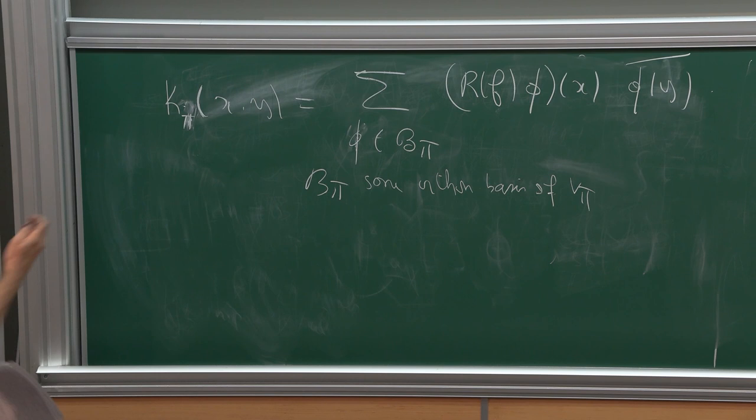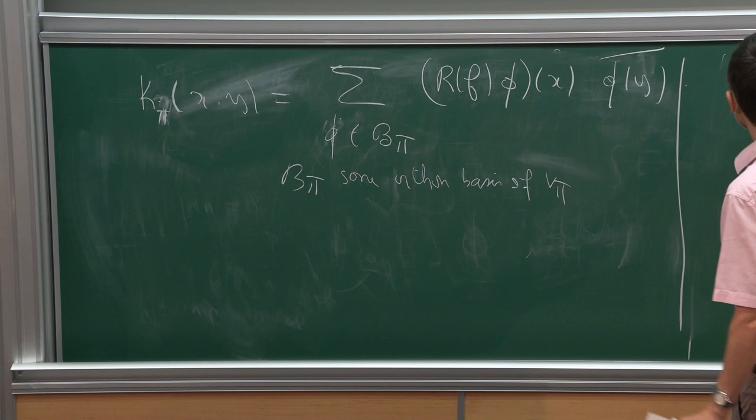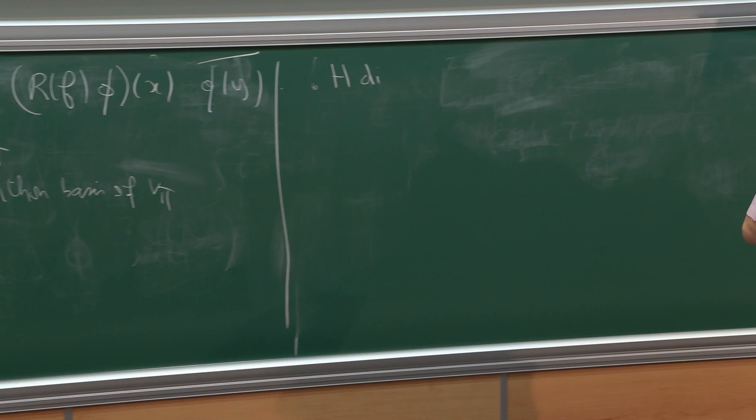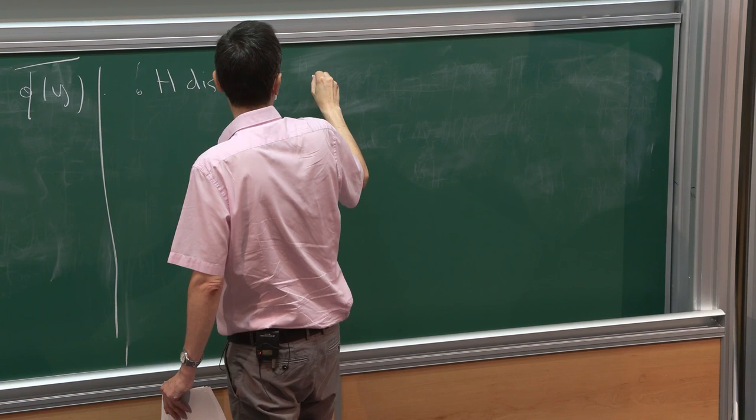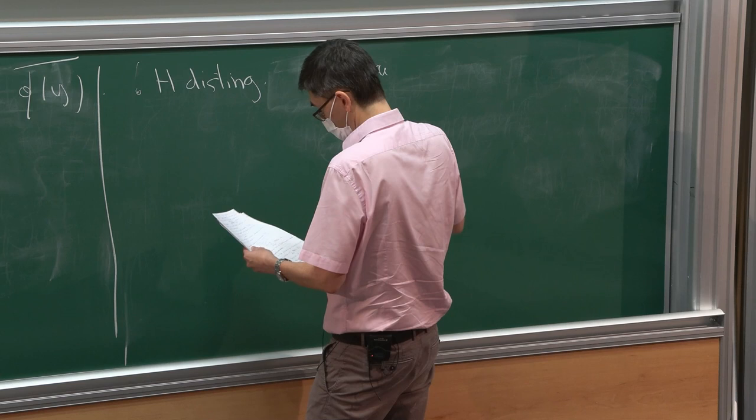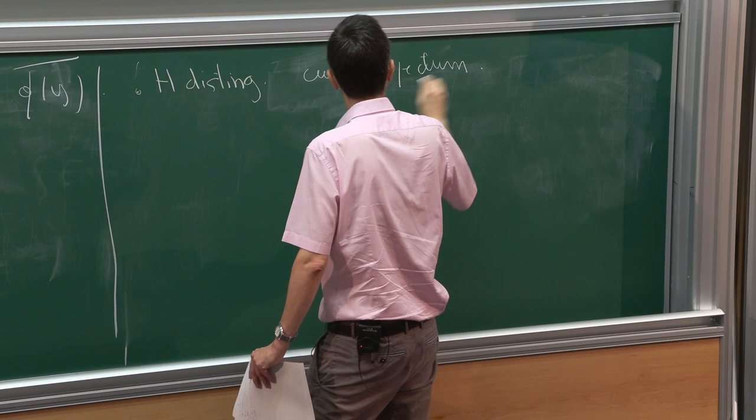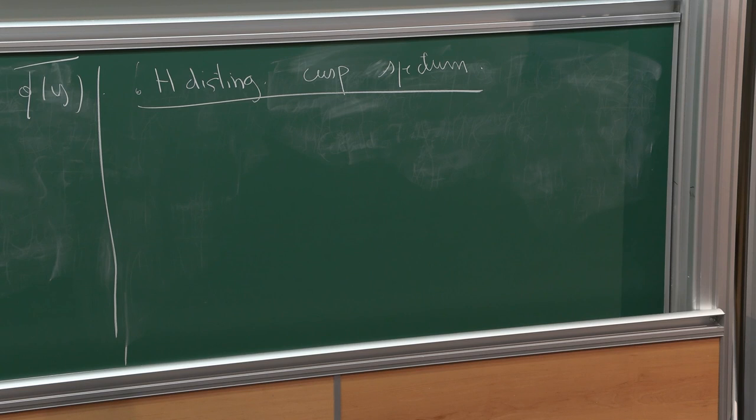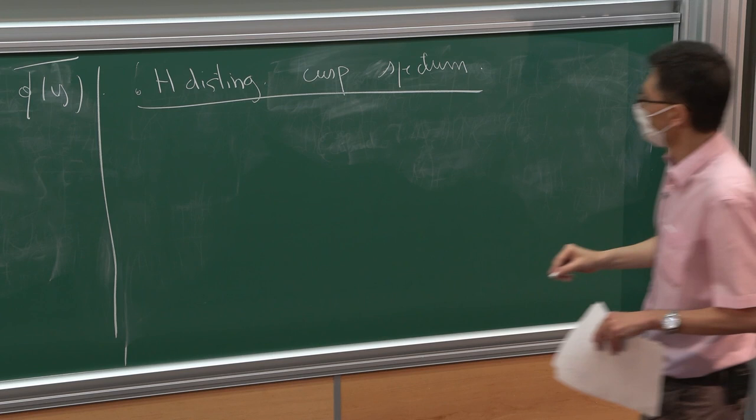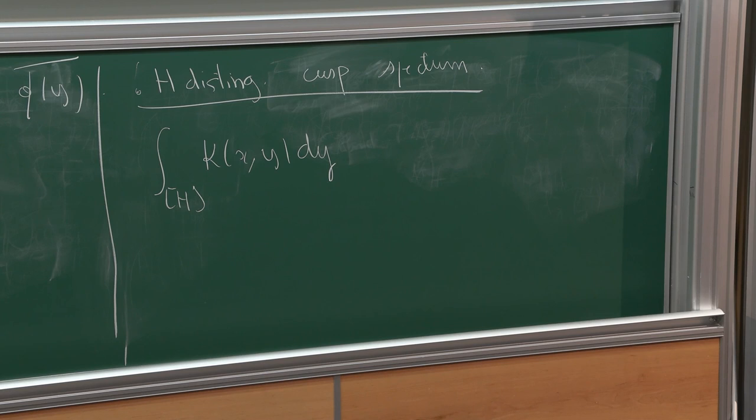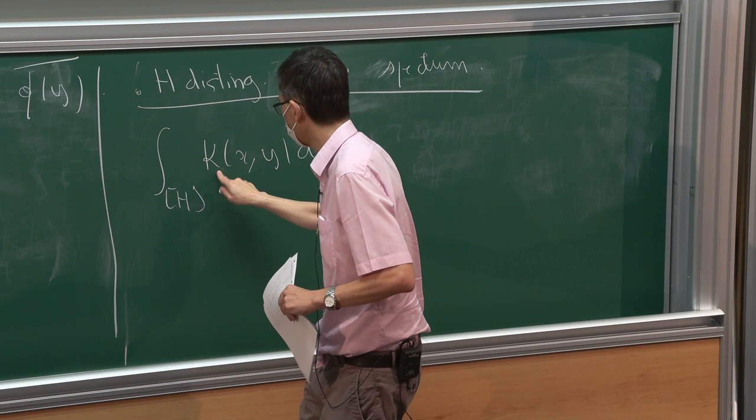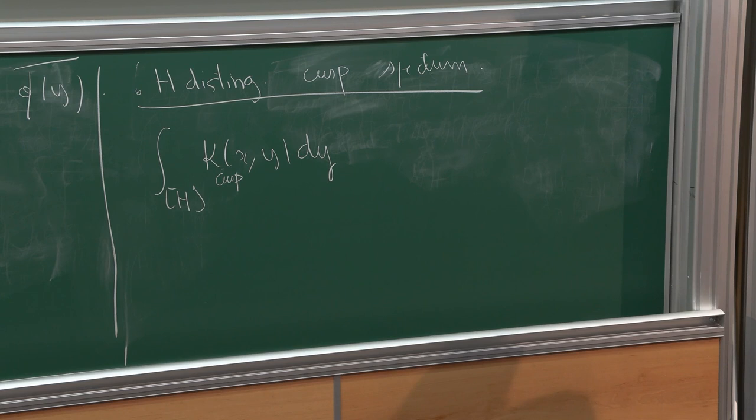Okay, so now you can look at the H distinguished cuspidal spectrum. We can try to recover the H distinguished automorphic spectrum from the kernel, at least from the cuspidal part of the kernel. As I said, the cuspidal part of the kernel has a better analytic property, is rapidly decreasing. So we can integrate the kernel, say over the second variable, over H. So I don't want K here, but K cusp, because the continuous part is much more difficult from the analytic point of view.